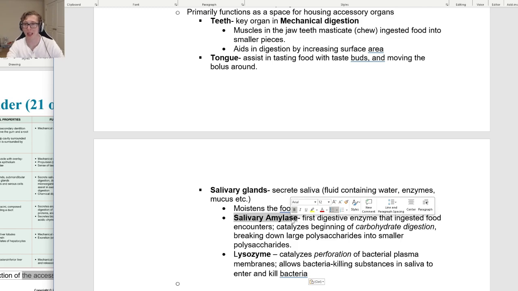First one, salivary amylase. Keyword: if you ever see the word ending in -ase, it codes for an enzyme. So this is the first digestive enzyme that is introduced into food. It catalyzes the beginning of carbohydrate digestion. In the next video, we're going to be talking about metabolism and digestion, and it's essentially the main point of the GI system. The main point is to turn that food into its base components and absorb it into our body so that we can use those nutrients to continue to build and do all the functions that we need to do. So, salivary amylase is the first enzyme, and what it's going to do is break down carbohydrates.